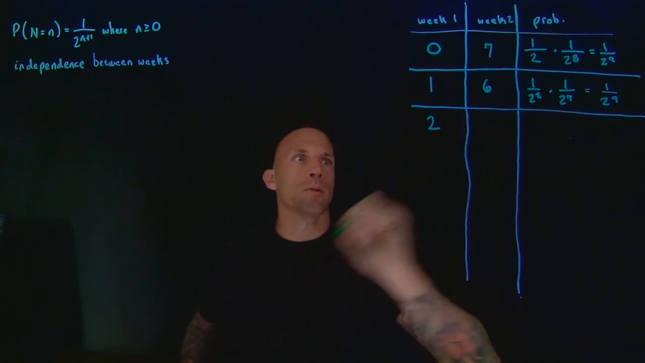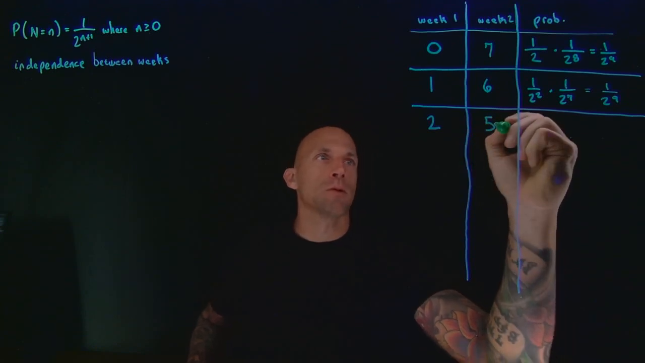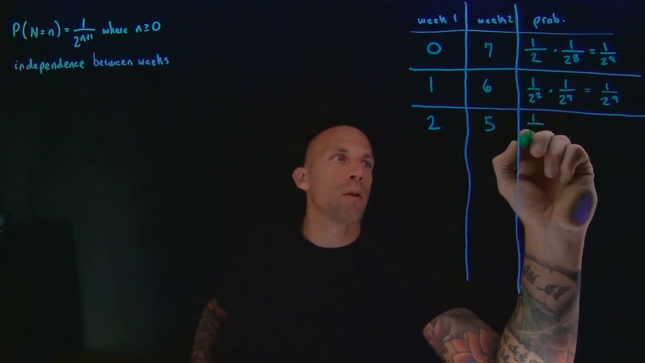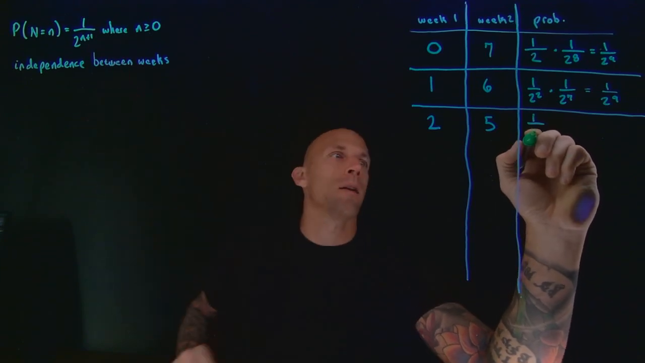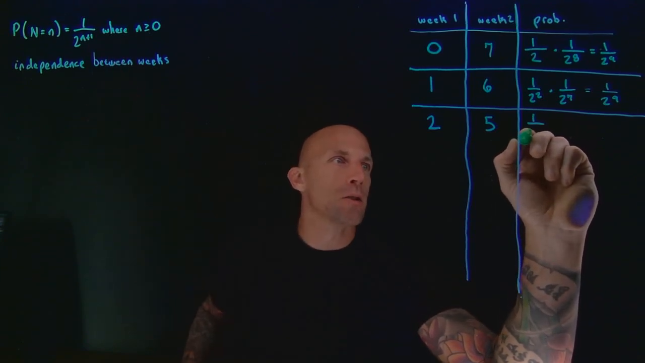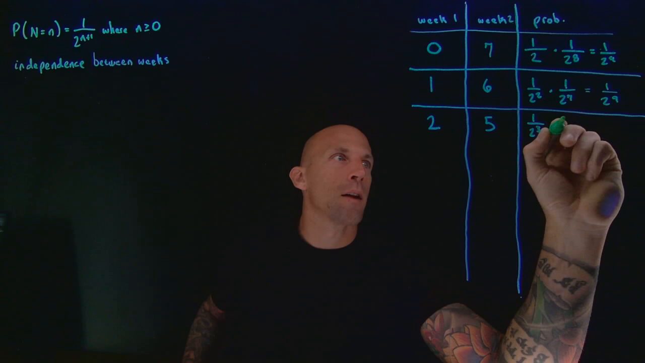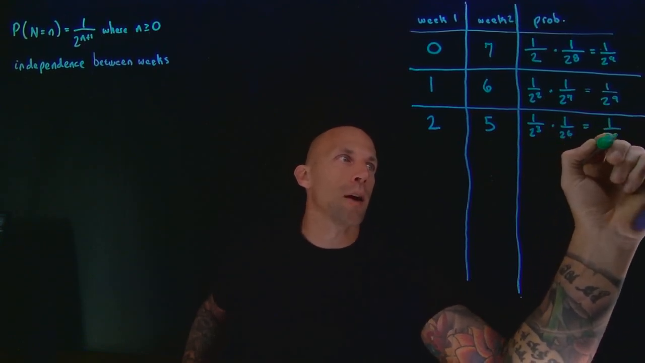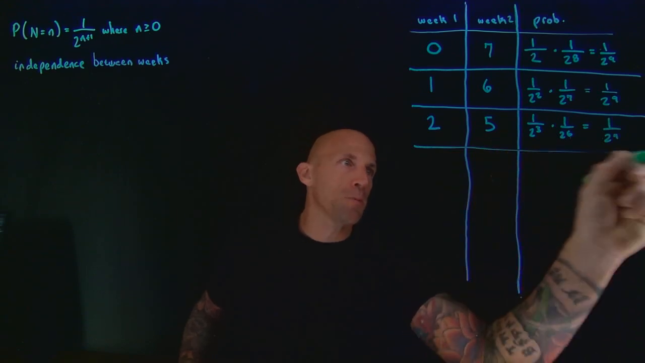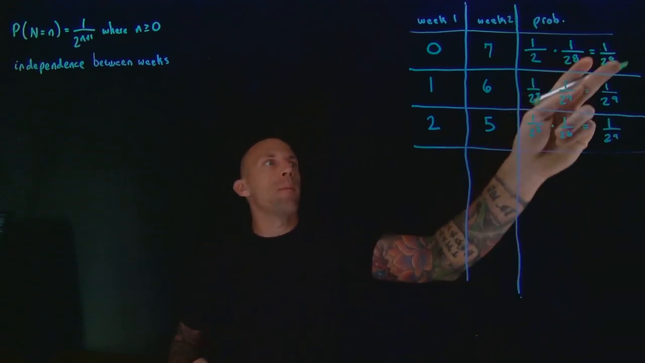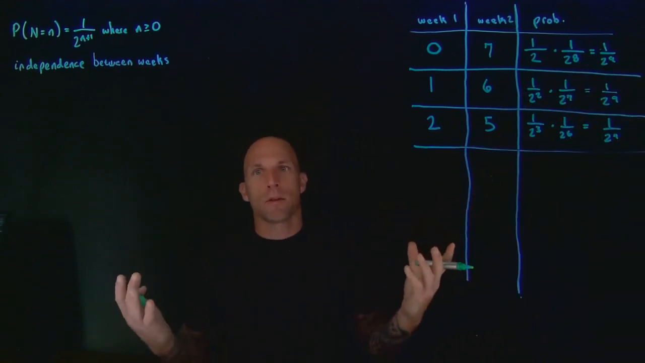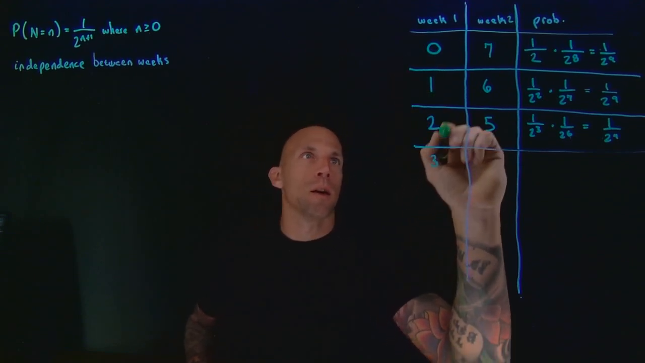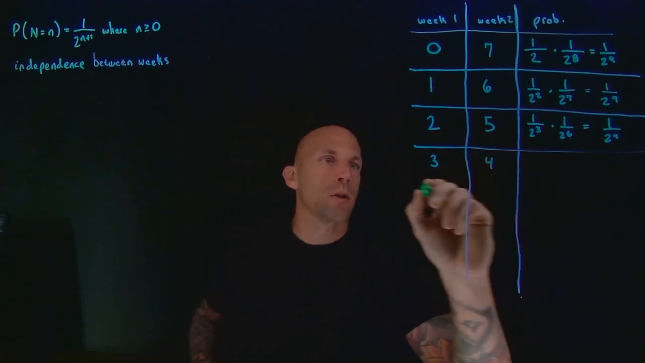We could have 2 claims in week 1, 5 claims in week 2, total of 7 claims. And our probability, according to our formula and our independence statement, is 1 over 2 to the 3rd times 1 over 2 to the 6th, which is again 1 over 2 to the 9th. So at this point, the question just becomes, how many of these 1 over 2 to the 9th statements are we going to have? Well, we could have 3 claims in week 1 and 4 in week 2.